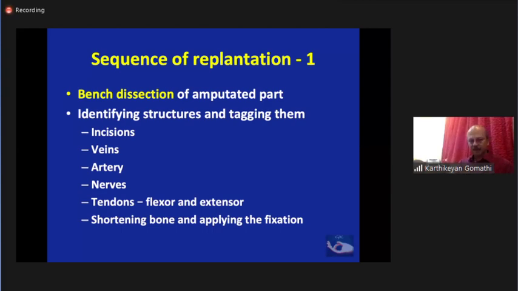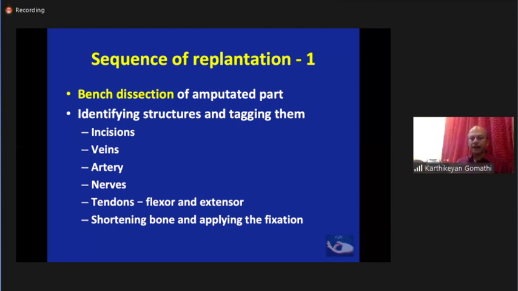The whole step of bench dissection is based upon identifying the structures and tagging them. One, we need to make the correct incisions so that we can expose the vessels, the veins, the nerve, the tendon, everything. Then we need to identify the veins. The veins always come first, because when you handle the amputated part, the only way of identifying the veins is by the little blood that remains inside them. The arteries you can identify by their tough structure and anatomical position, but veins are not like that. They can be anywhere, they can be an alteration. So the only way you can identify is by the blood.